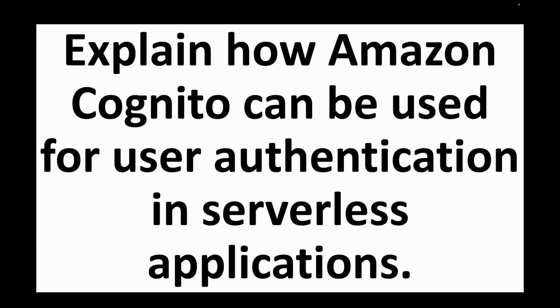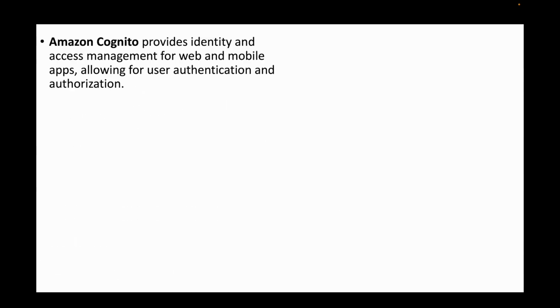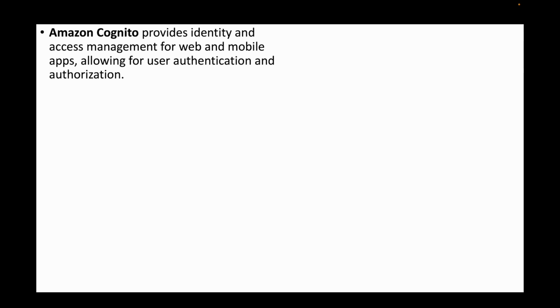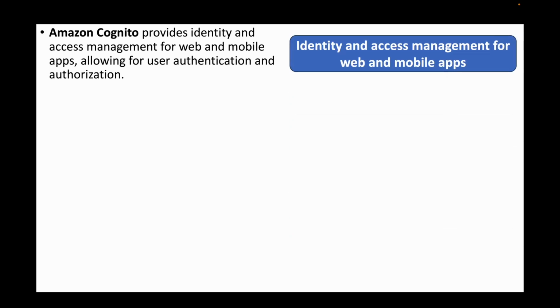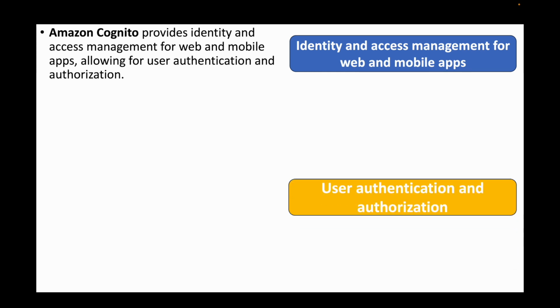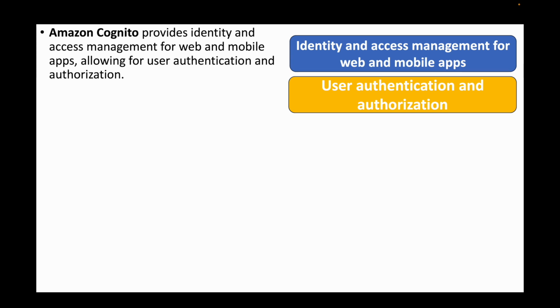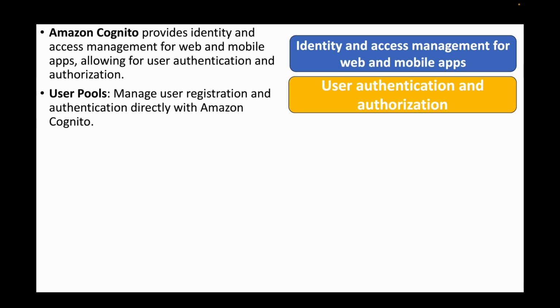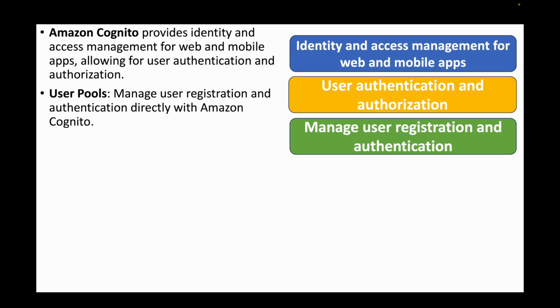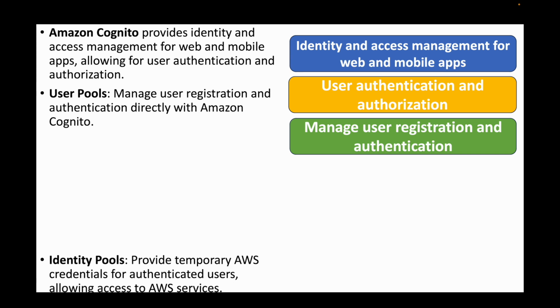The next question we have is, explain how Amazon Cognito can be used for user authentication in serverless applications. So Amazon Cognito provides us with identity and access management for web applications and mobile applications, and this service mainly allows for user authentication and authorization. So under this, we can make use of user pools, which allow us to manage the user registration and authentication directly from the Cognito service.